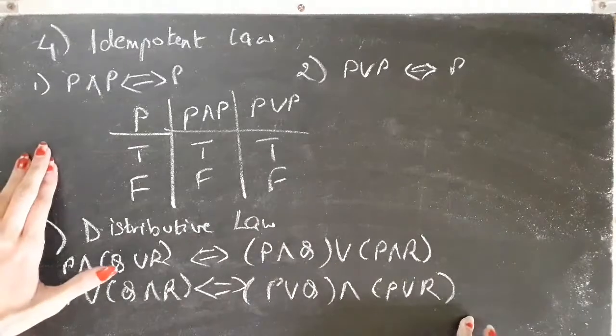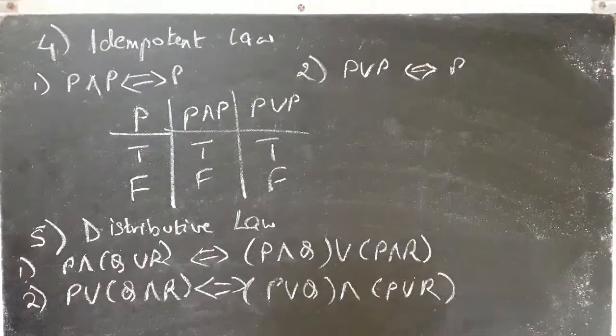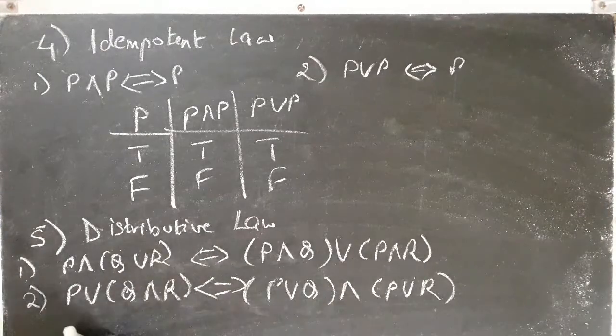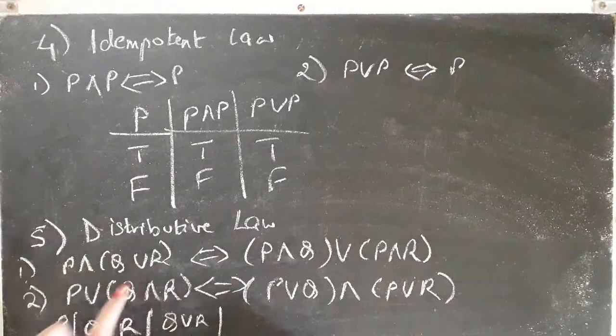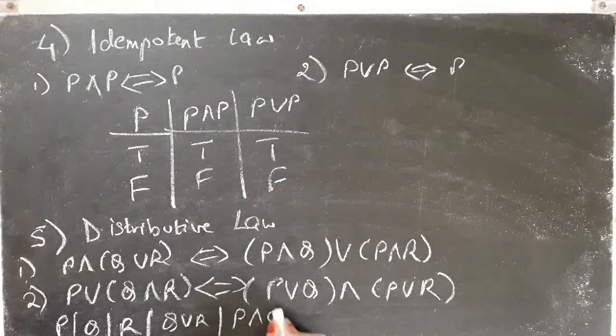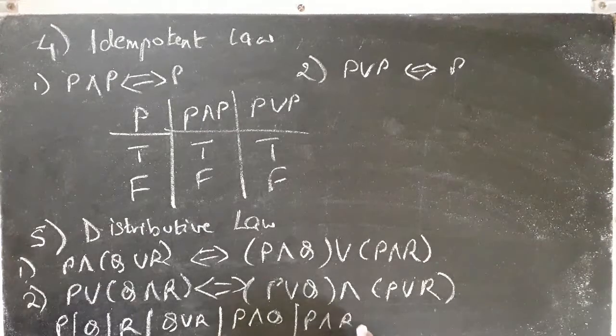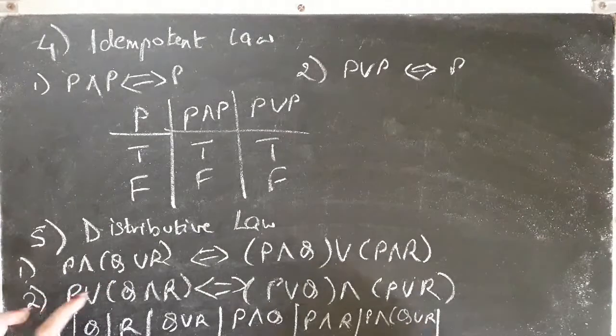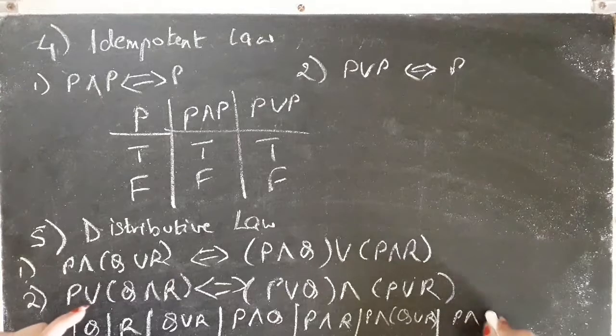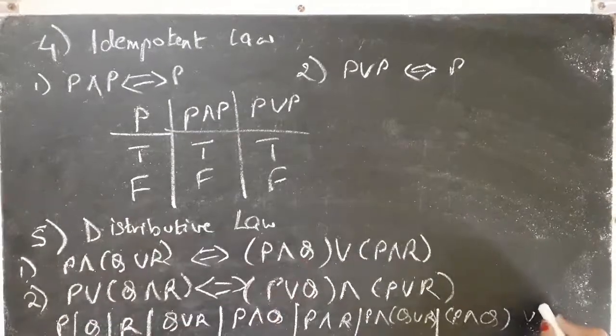Now, just like we prepared the truth table for the 3 conditionals P, Q and R, we can again prepare the truth table. What will be the headings in the case of this truth table? They will be P, Q, R, Q or R for the first one, P and Q, P and R, and finally P and (Q or R), and lastly this, the second one.